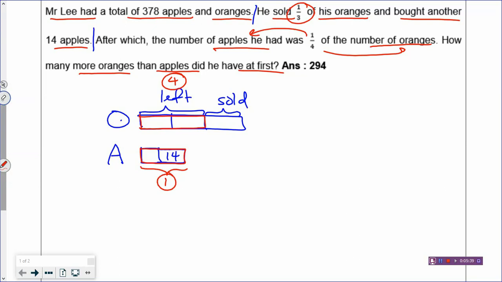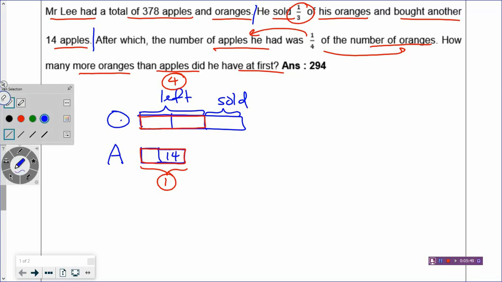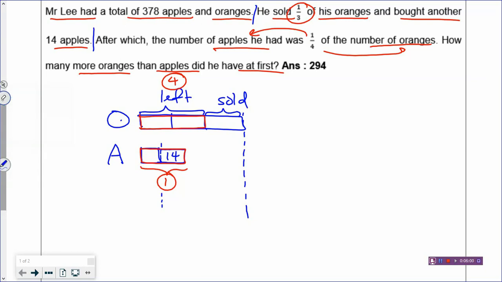Good. So how many more oranges than apples did he have at first? Where is the rectangle for the oranges at first? Which is until here. This is the rectangle for the oranges at first. Where is the rectangle for the apples at first? Which is until here. So you make use of dotted lines to help you find how many more. The how many more is between the two dotted lines, which is the question mark.